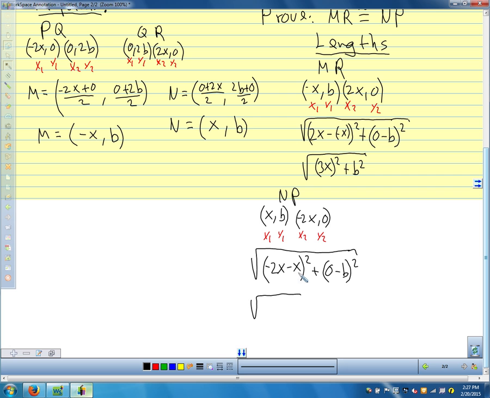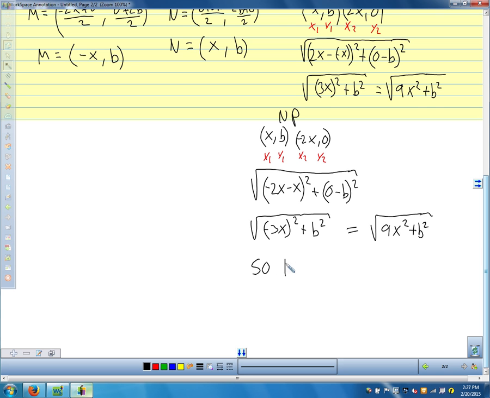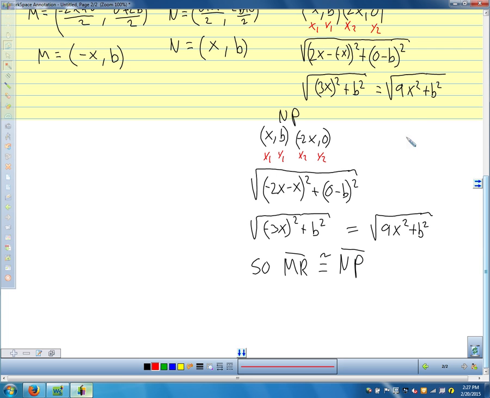Negative 2x minus x is negative 3x squared, and negative b squared we decided was plus b squared. Well, if I square 3x, what do I get? 9x squared plus b squared. And this equals, if I square negative 3x, what do I get? Positive 9x squared plus b squared. Are those two the same? Yes. Those two lengths are the same. So MR is congruent to NP. And that's what we were trying to prove. These two are the same.